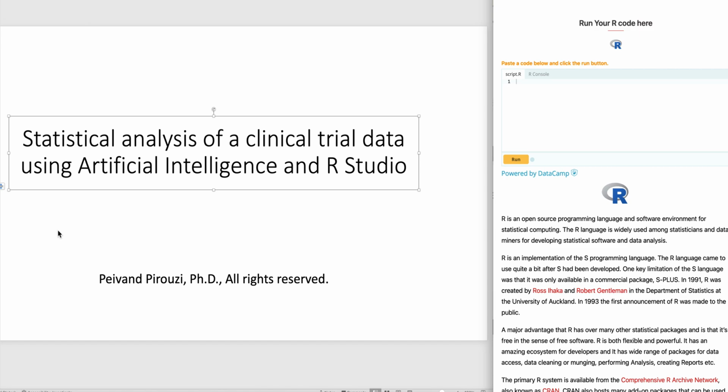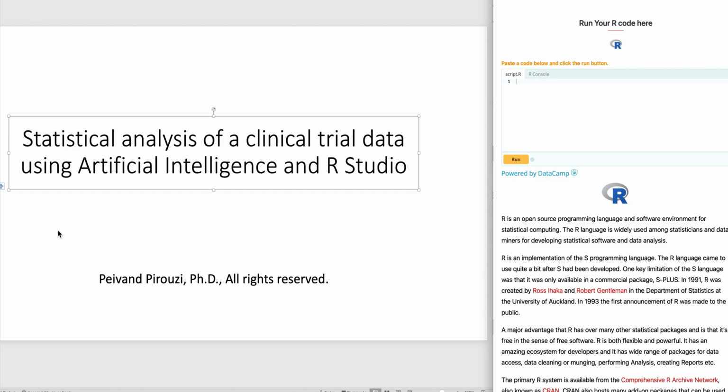We're going to look into the statistical analysis of clinical trial data using artificial intelligence and RStudio. Of course, you can always use artificial intelligence programs that are online. And when I was testing for getting a script for RStudio for the statistical analysis, I would say almost all of those AI tools gave me the same script.